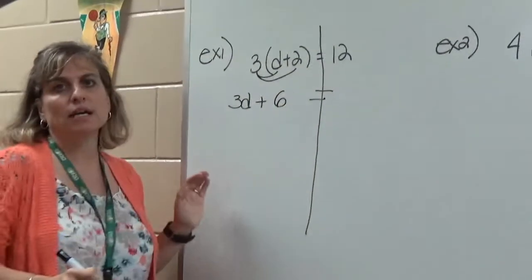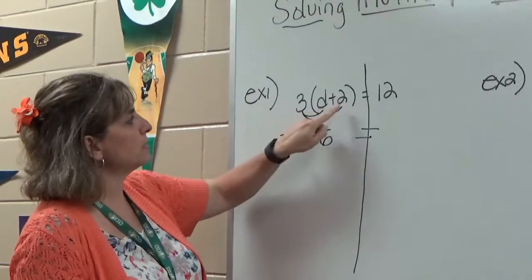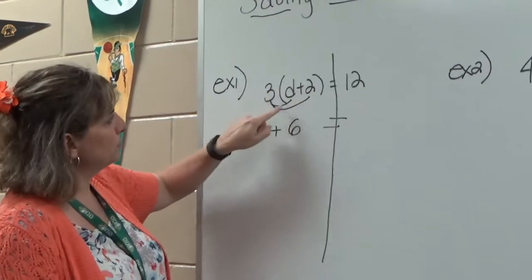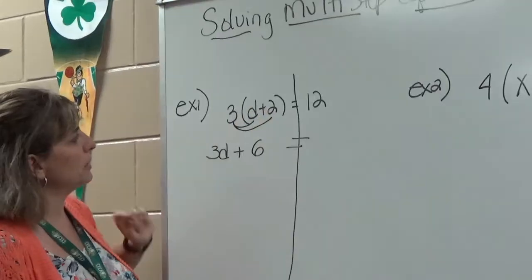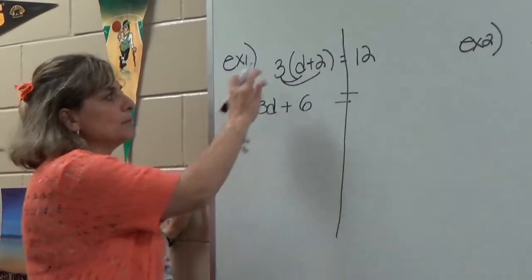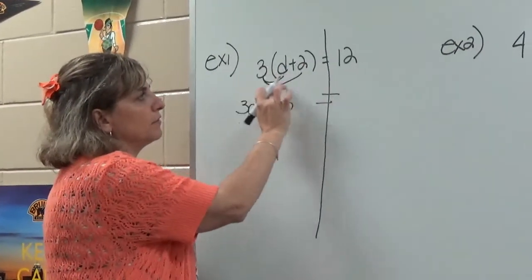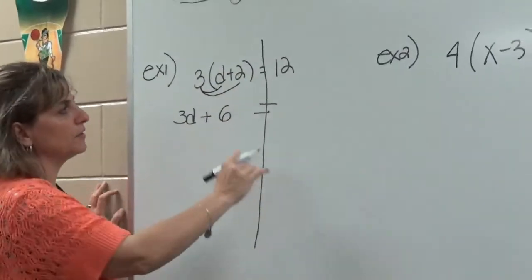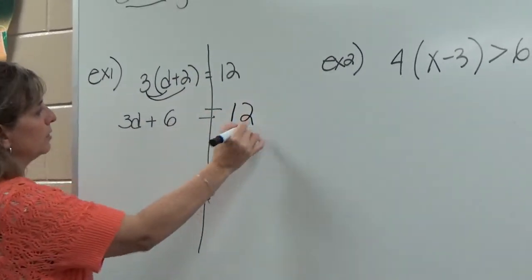The biggest mistake I see with the distributive property is this second term. People forget to multiply the 3 by the second term. Okay, so you always have to remember to distribute to everything. That's what distribute means, give it to everything. The 12 just comes down.